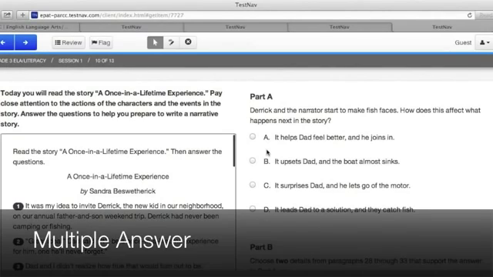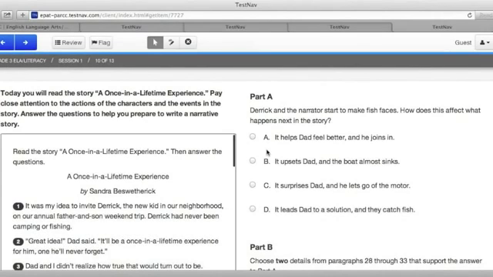Another common problem you'll encounter is those in which multiple answer choices are correct. In this problem from the grade 3 ELA test, the one about a once-in-a-lifetime experience where Derek goes on a camping trip with the Addams family, Part A asks, Derek and the narrator start to make fish faces. How does this affect what happens next in the story?